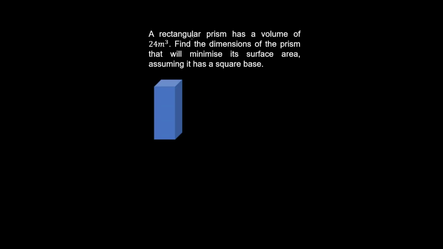A rectangular prism has a volume of 24 meters cubed, and we're asked to find the dimensions of the prism that will minimize its surface area, assuming it has a square base. Therefore the dimensions of the base are the same, and it has some height y. So the volume is x squared y. And the surface area is 2 times the area of one base plus 4 times the area of one side.